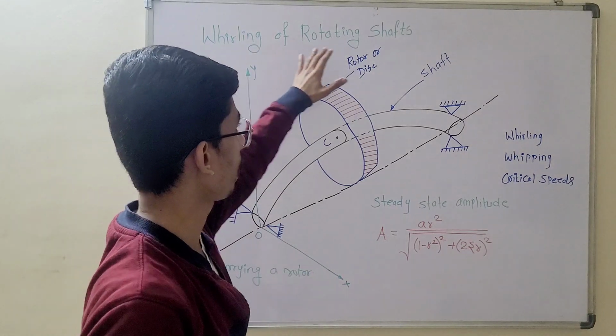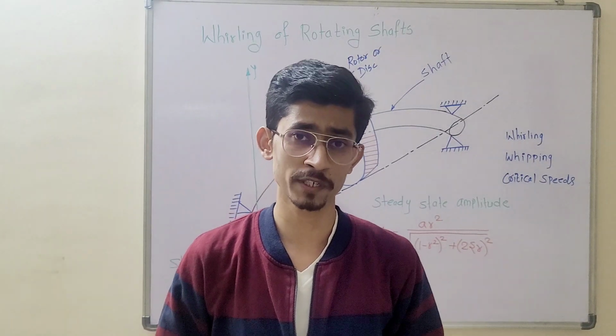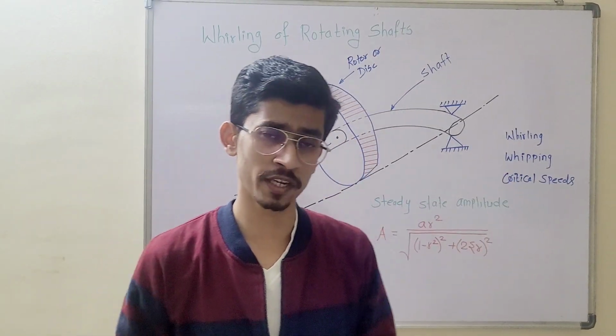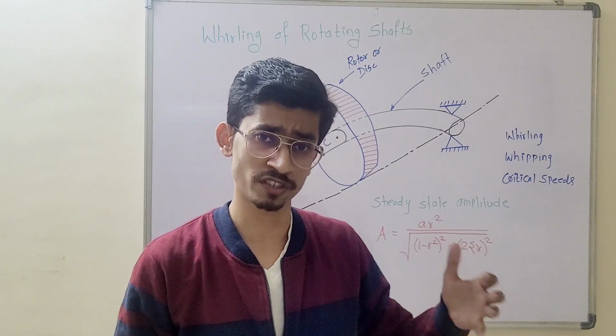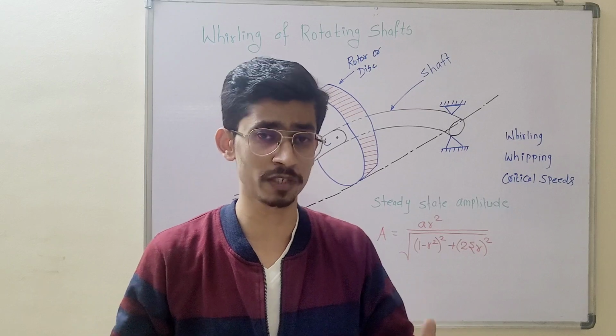Let's start with our new topic of vibration control, that is whirling of rotating shaft. Now, what do you mean by whirling? What do you mean by critical speed? A rotor system, that is a rotor or a shaft, we usually assume to be in rigid positions.